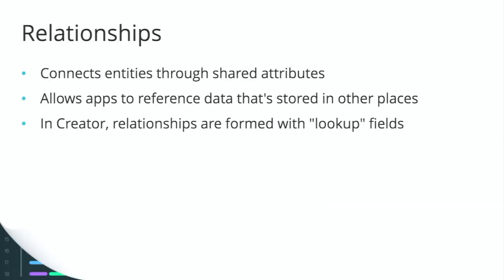So next, the last thing, those arrows that we saw refer to relationships, okay? And a relationship is a way of connecting entities through shared attributes, okay? If we look at the second point, it's a little more clear, I hope, which is that it allows apps to reference data that's stored in other places. So in Creator, these are generally created with what we call lookup fields, right?